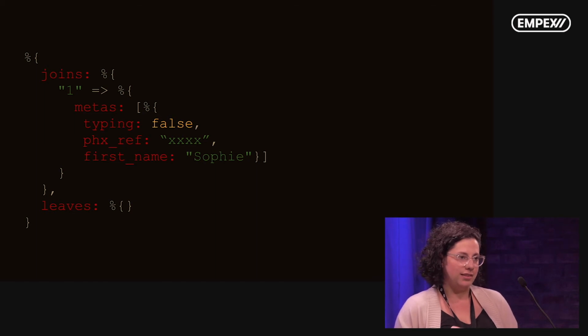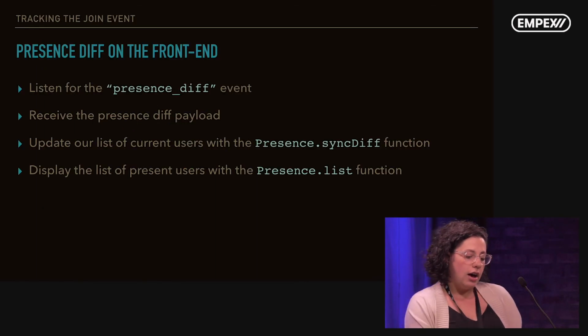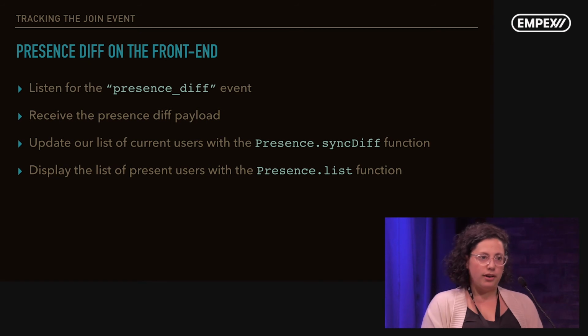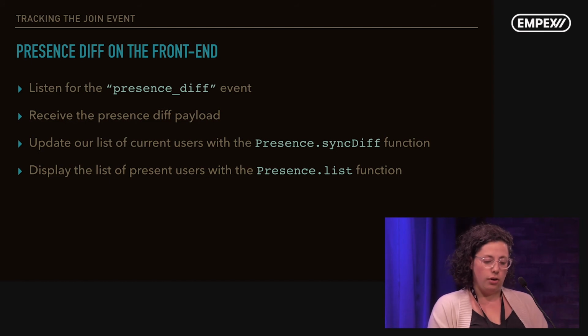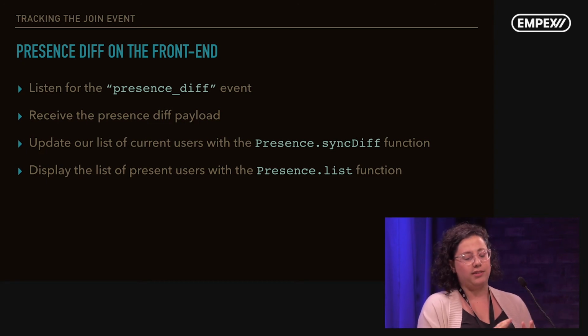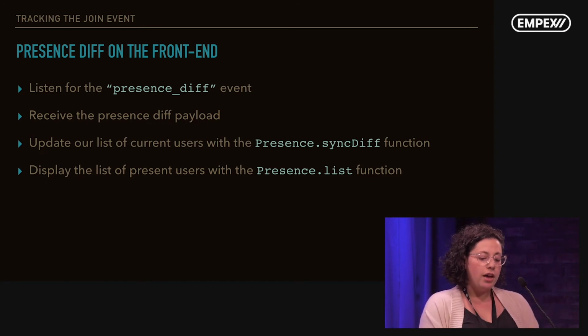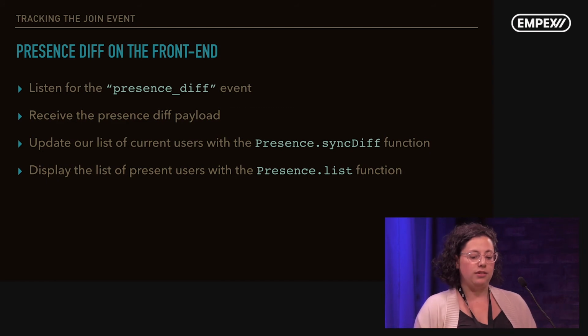So let's talk about the presence diff event on the front end. With the help of the presence client-side library, the JS library, we get to listen for the presence diff event. We'll receive the presence diff payload. We'll really super easily update our list of current users that we're storing locally on the front end with the help of this presence sync diff JS function. And we can also really easily display the list of present users with this presence list function.